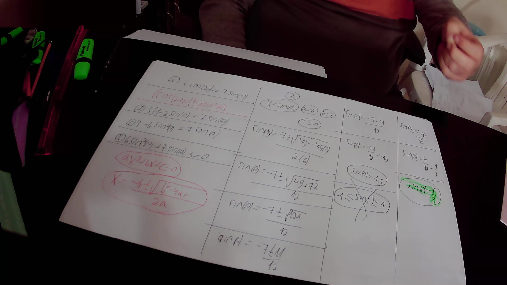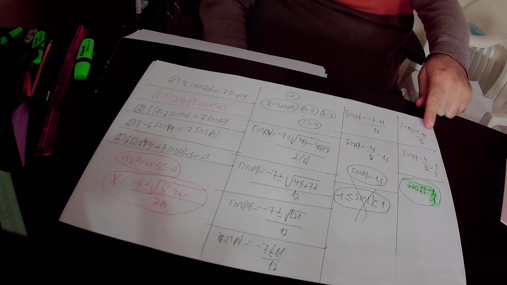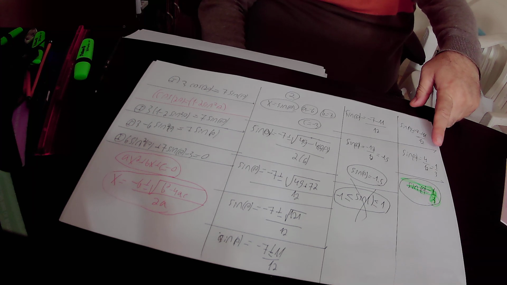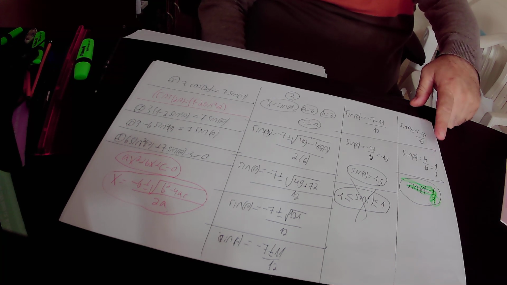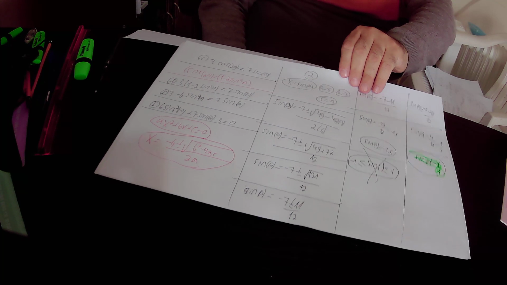And the only answer that is left is the second answer, that sine theta equals minus 7 plus 11 over 12. Minus 7 plus 11 is 4, so it is 4 over 12. We divided both the numerator and the denominator by 4. We got that 4 over 4 is 1, and 12 over 4 is 3. So in conclusion, we found out that sine theta equals 1 over 3.